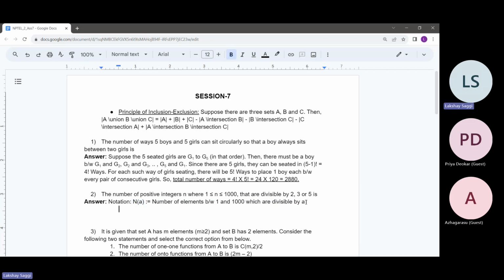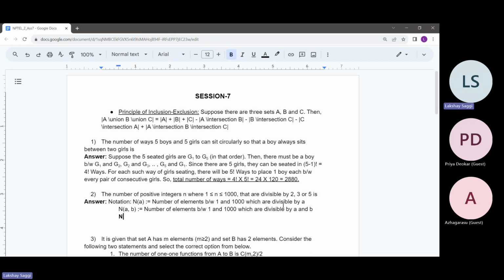Similarly, I'll define something else. This n of A comma B can be defined as the number of elements between 1 and 1000 which are divisible by A as well as B. So basically the number of elements which are divisible by A and B. And similarly, I'll define another thing.